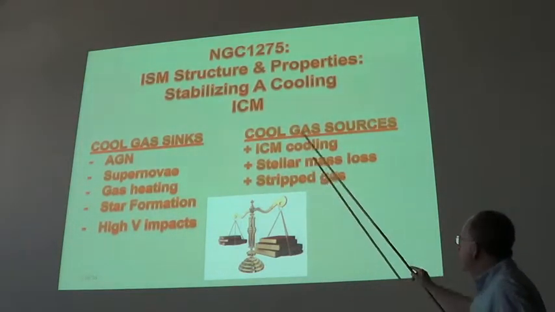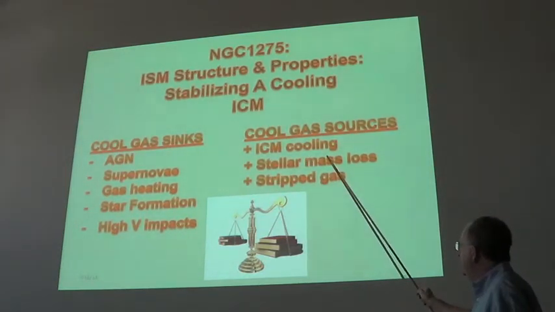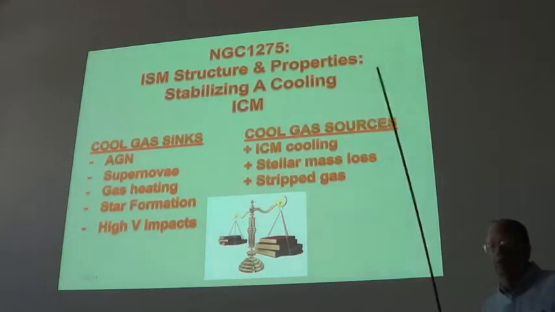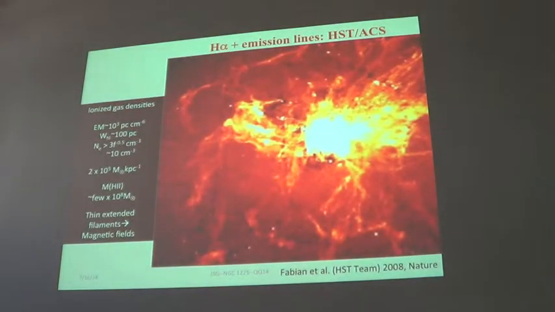Cool gas sources. The dominant one, of course, is the intercluster medium. There's also stellar mass loss, and there's stripped gas from galaxies falling in. So how does it all work? Stay tuned. So here's an HST image that Andy Fabian and his team put together by being very clever about how you use HST.